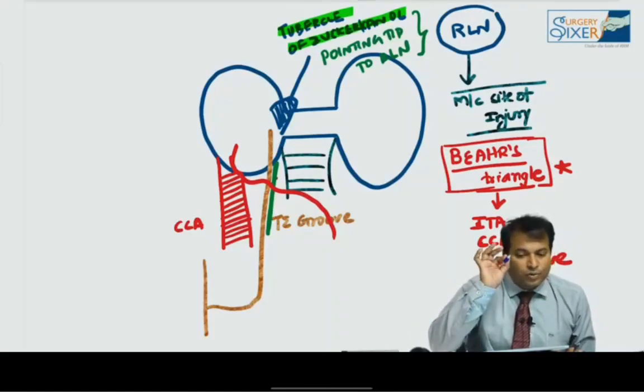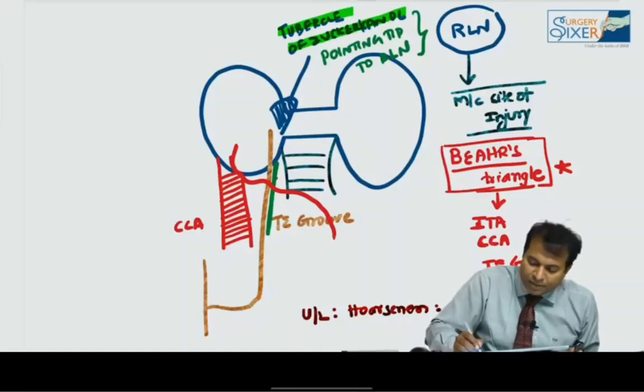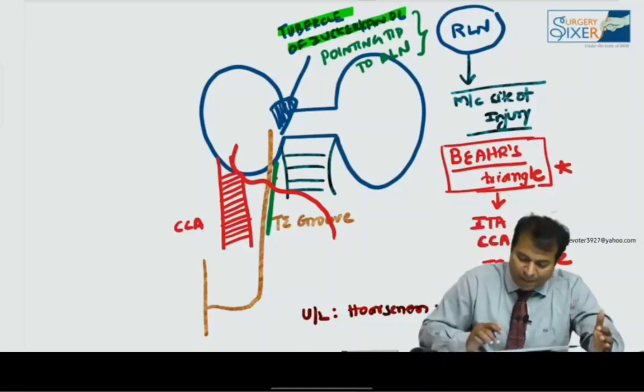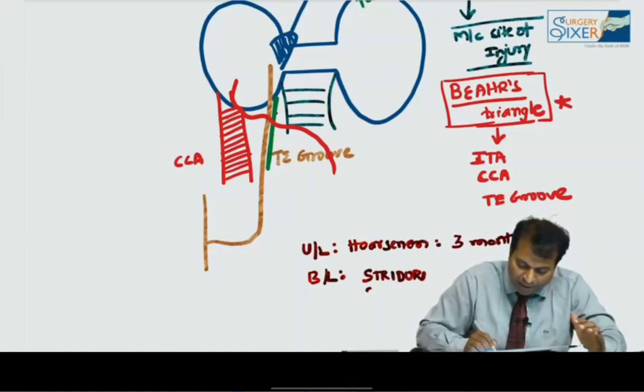So regarding the recurrent laryngeal nerve, you should know everything. If unilateral nerve injury, it results in hoarseness, and nothing to worry, the hoarseness recovers in 3 months. Many times the other cord will compensate and the hoarseness will recover in 3 months. If it is bilateral recurrent laryngeal nerve injury, the patient develops stridor immediately at the end of the operation.